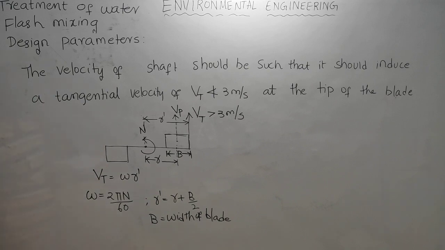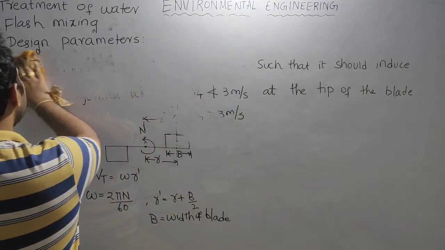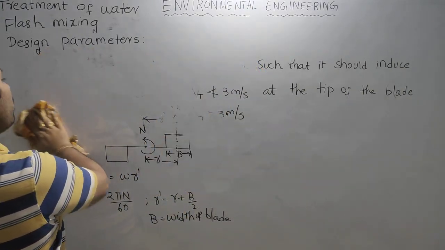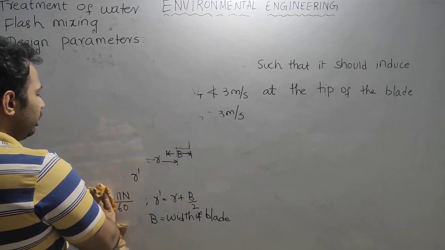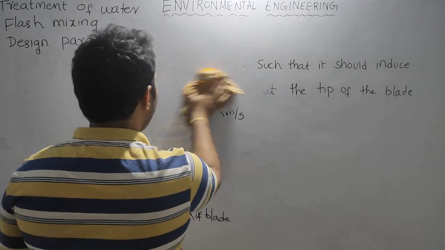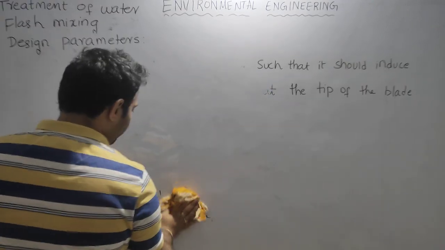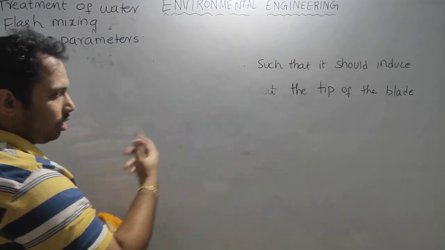Next, we have calculated G from the velocity gradient from the outlet point of view, and we have calculated G from the power point of view. Similarly, we can also calculate G from the drag on the water. The blade will drag the water, right?